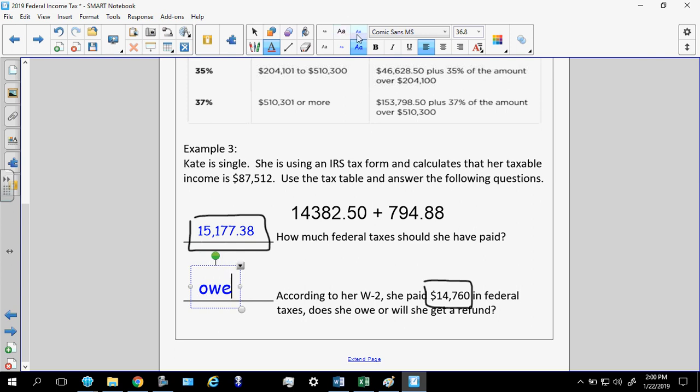And the reason why is because she should have paid 15,177.38, but unfortunately she only paid 14,760. So she did not pay enough, and in fact she is going to owe $417.38. So there you go.